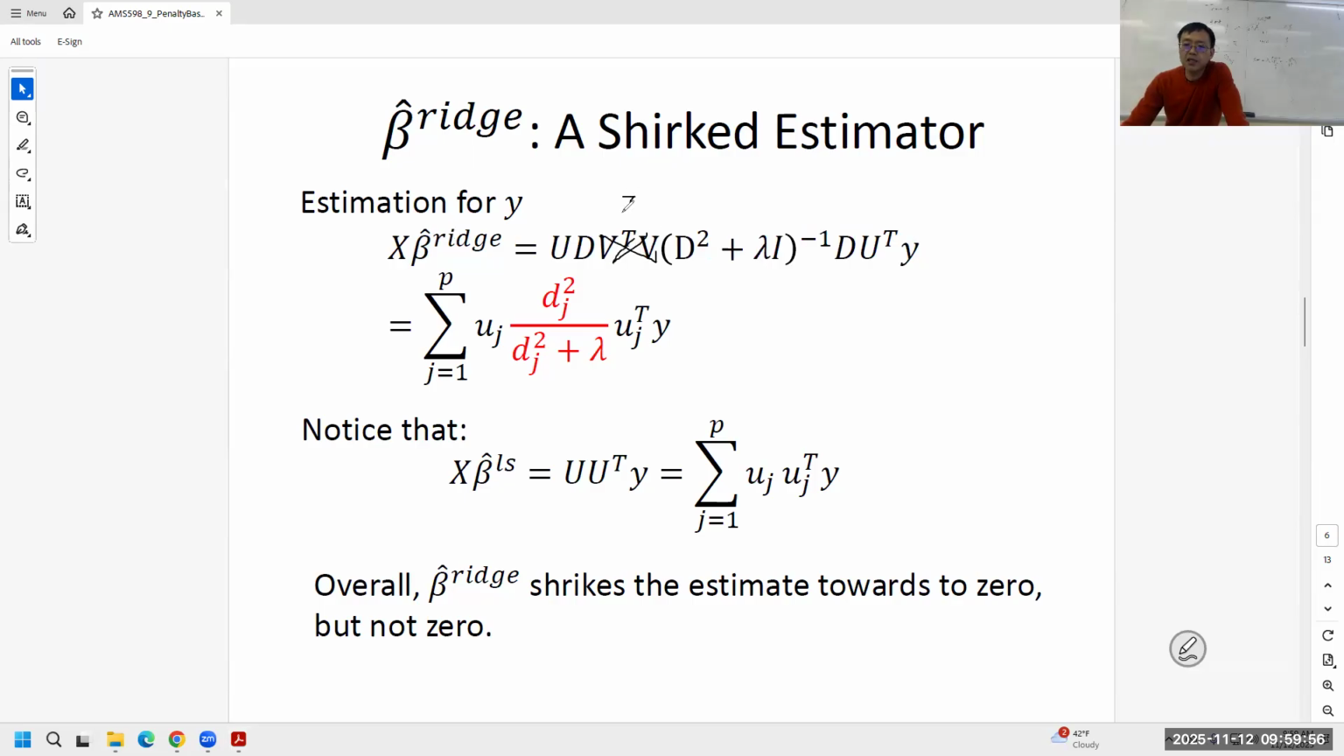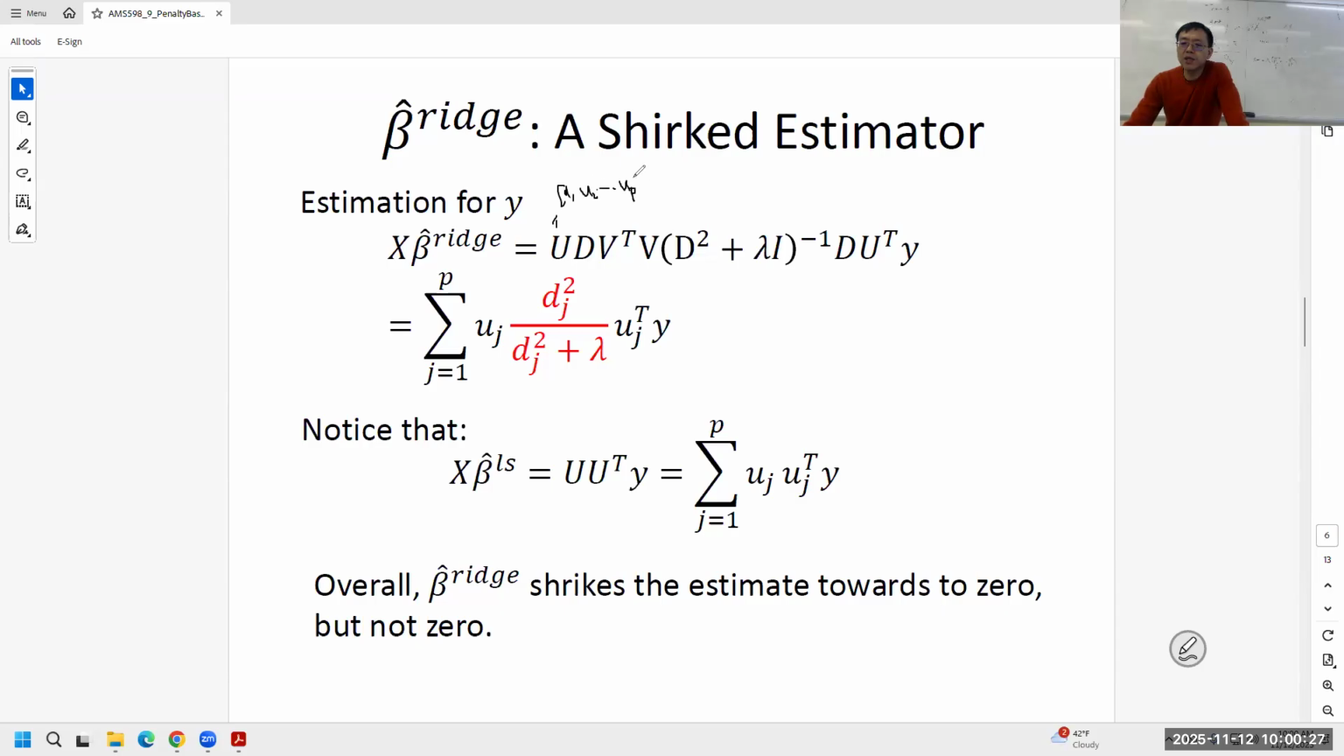If you see from this term, basically V transpose V, this is gone. This has become identity, right? So we can drop it out, and then what you have here is just U times D times this guy in the middle part, and U transpose Y. Now U can be written as columns. If you write U as U1, U2 up to UP, okay?